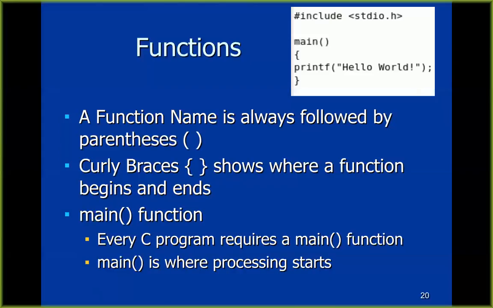So curly braces are the start and end of a function, and it has a name up here, and in the parentheses are arguments. Every program has to start with a main function, every C program. That's how the operating system knows where to start. When you double click on an icon or you type the name of a program, it looks for the main function, and that's where it starts.